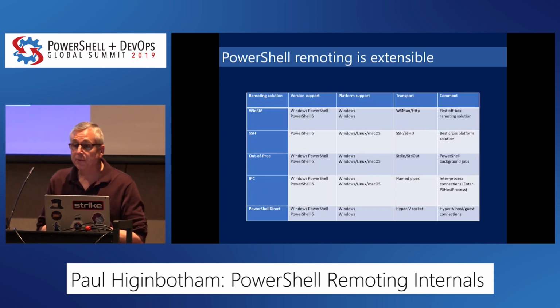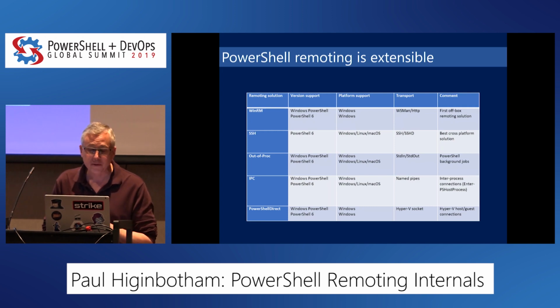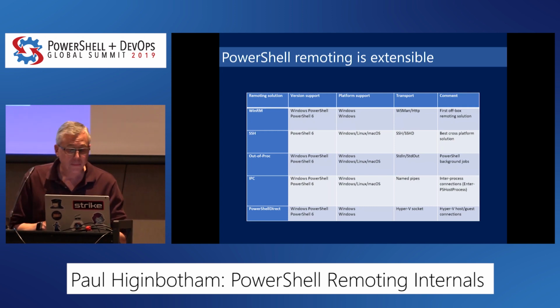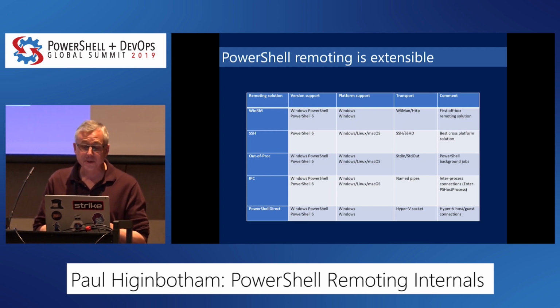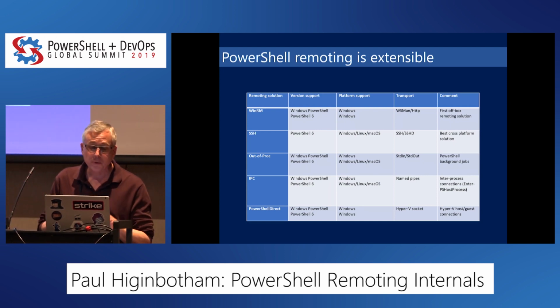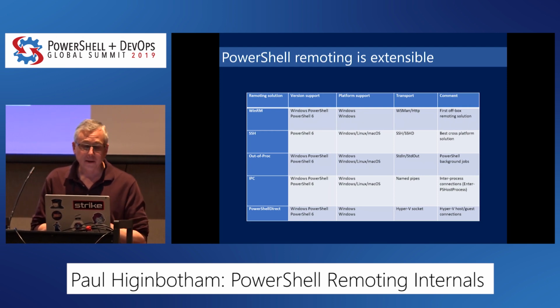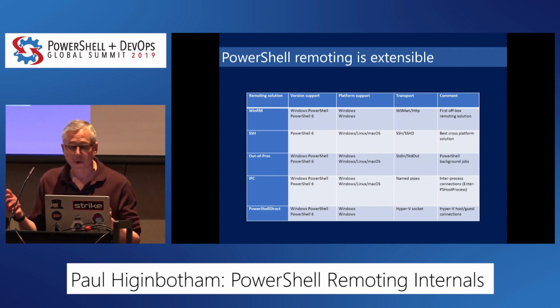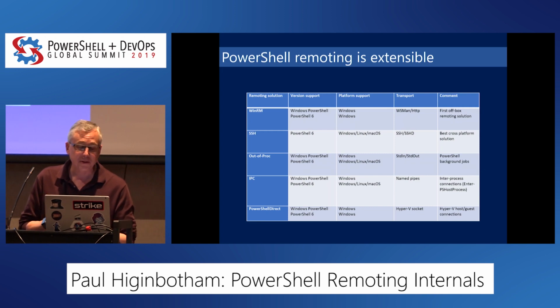PowerShell Remoting is extensible. This is kind of a busy slide. You don't need to remember all of this. But PowerShell is more than just remoting from machine A to machine B. There are actually 5 implementations of remoting in PowerShell. I'll go through them real quick. There's WinRM, the one that everybody knows when you do a New-PSSession. It establishes a connection through WinRM, usually off box from one machine to another. It's implemented in both Windows PowerShell and PowerShell 6.